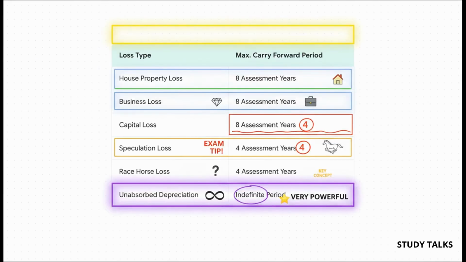So, once you've earned the right to carry a loss forward, how long does it last? This table gives you the time limits. You'll see that most of the common ones, like house property, regular business loss, and capital losses, all get 8 assessment years. But look at the speculative items. The speculation business and racehorses only get 4 years. And then there's the real standout, unabsorbed depreciation. It can be carried forward indefinitely, forever. That makes it super unique and really powerful.